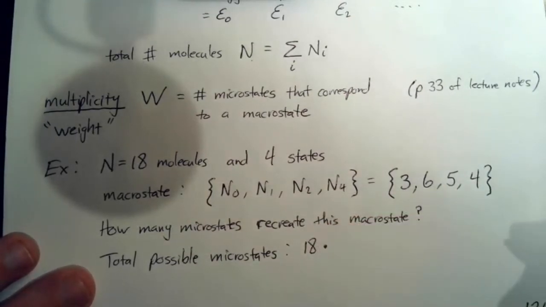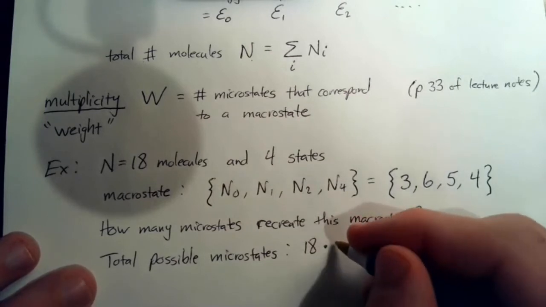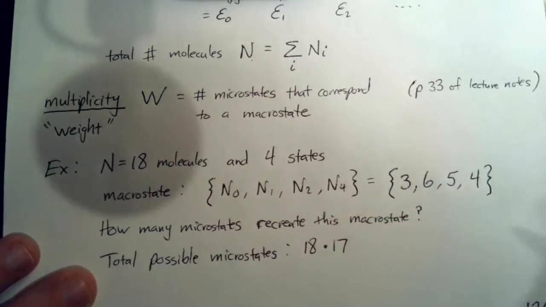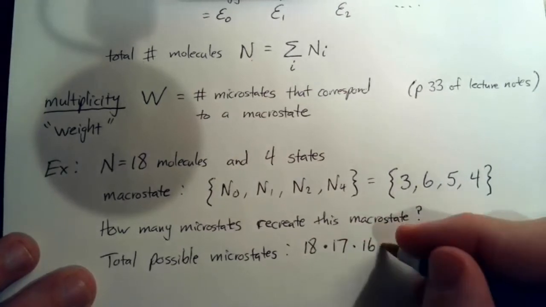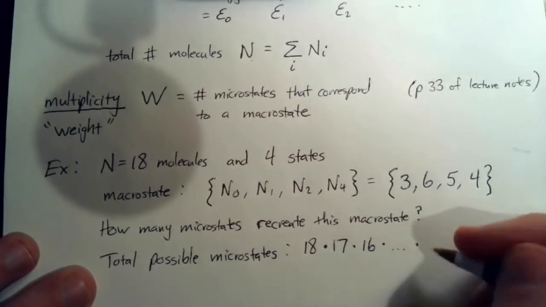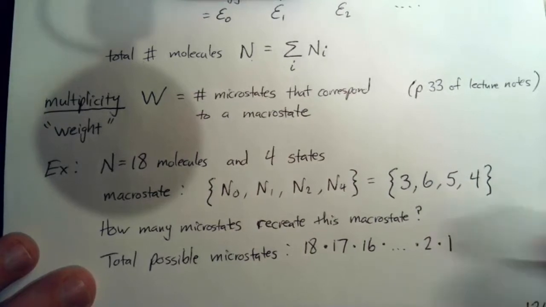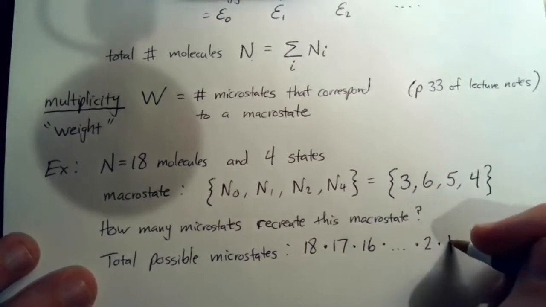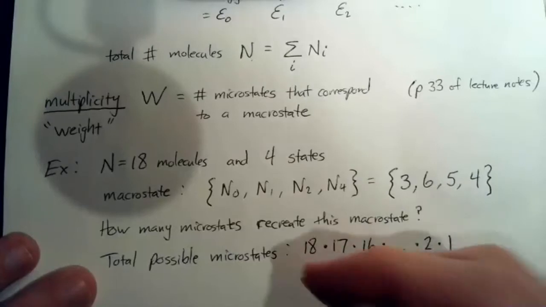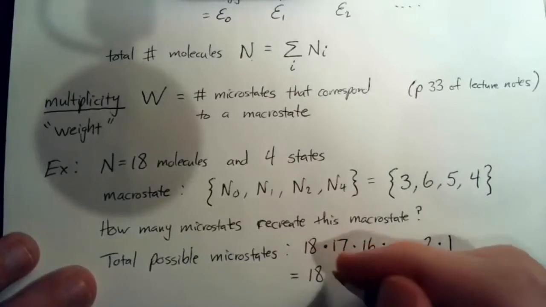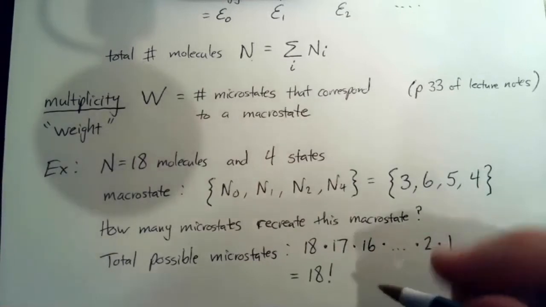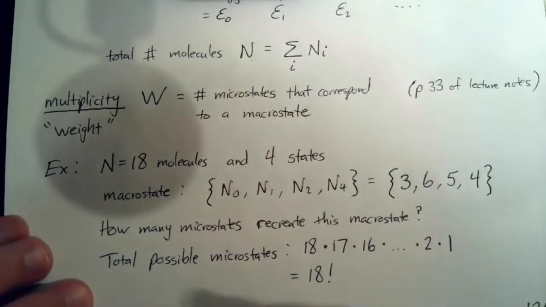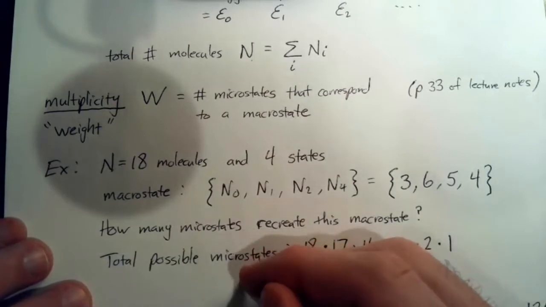Now I choose the second molecule. In the second molecule, I'm down to 17 choices. And then for the next, I have 16 choices, and so on, all the way down until I have 2 and then 1 molecule left. And then I only have 1 choice about which molecule to pick. And so this we recognize as factorial, 18 factorial. So the total possible number of microstates is n factorial.